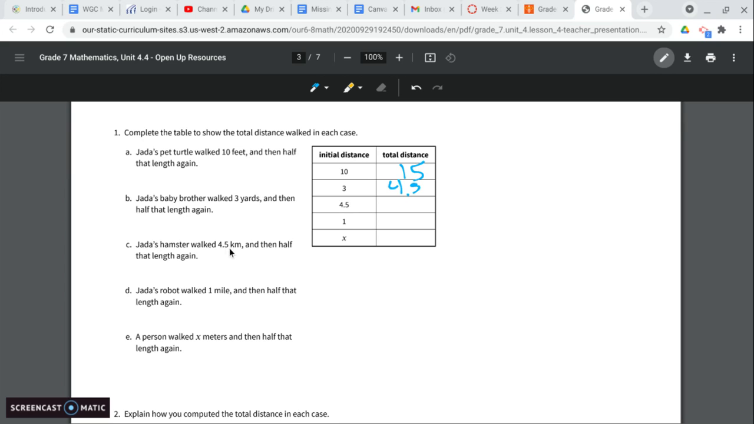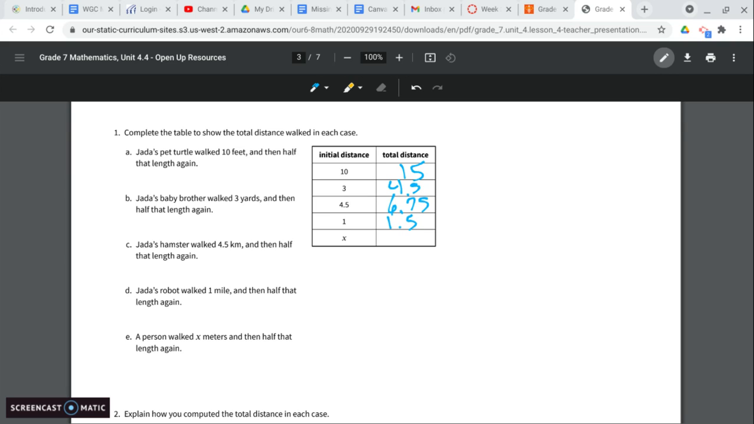Jada's hamster walked 4.5 kilometers and then half that length again. So what's half of 4.5? Well, half of 4.5 is 2.25. So if we add 4.5 and 2.25, we get 6.75. Jada's robot walked 1 mile and then half that length again. So half of 1 is 1/2. So it walked 1.5 miles.